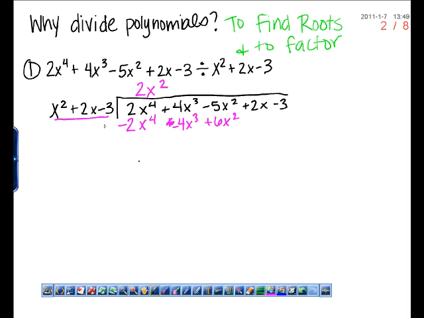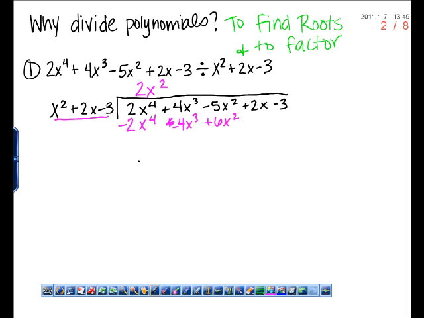Because when I subtract, I'm basically subtracting this whole thing in parentheses. So I'm basically going ahead and distributing my negative now so that I can just go through and add. It's for the subtract step.